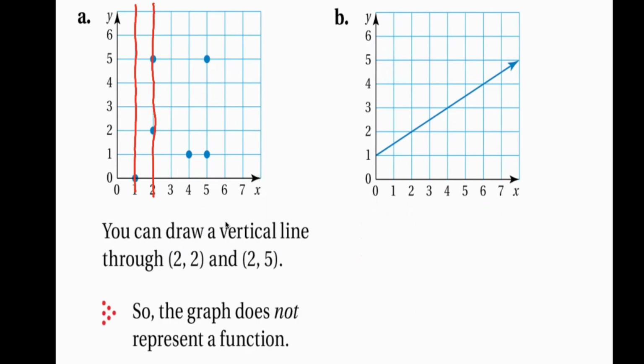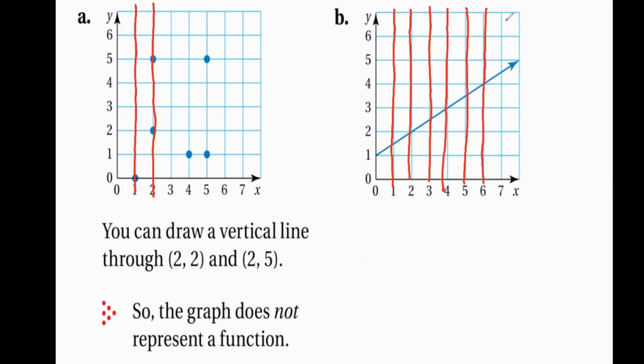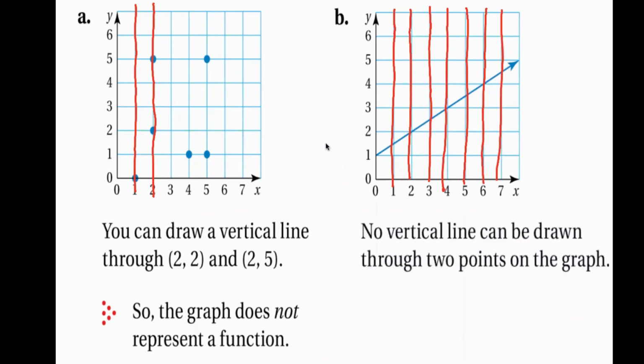As for the second example, you can go ahead and draw vertical lines through all the points on the graph. If you draw it through x equals 1, well, it only passes through one point. And you'll see that if you draw vertical lines all throughout the graph, it continuously only passes through one point. And because of this, our graph does represent a function.